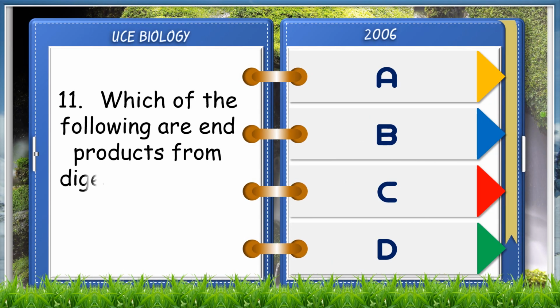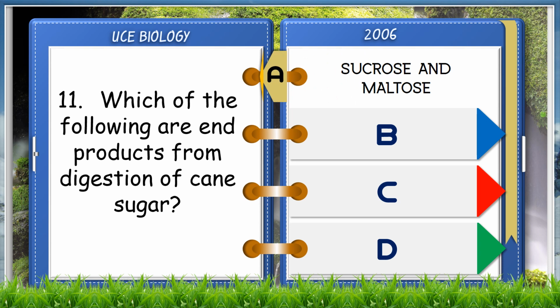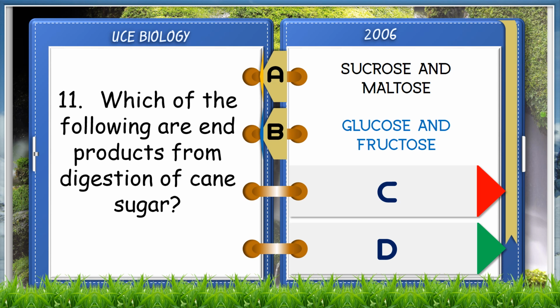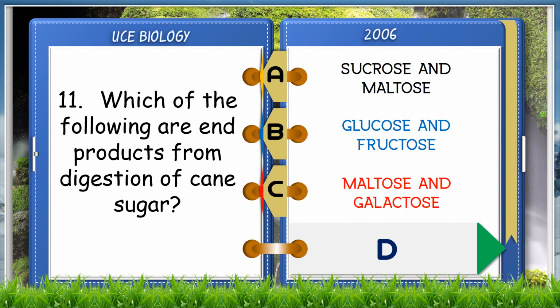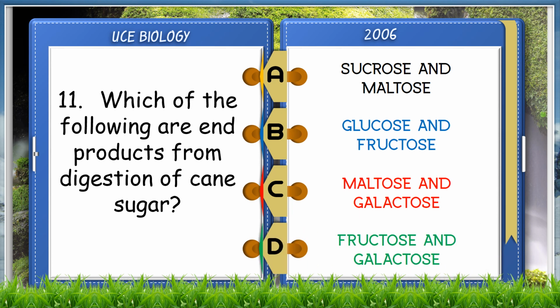Which of the following are end products of digestion of sucrose? A. Sucrose and maltose. B. Glucose and fructose. C. Maltose and galactose. D. Fructose and galactose. The answer is B. Glucose and fructose.